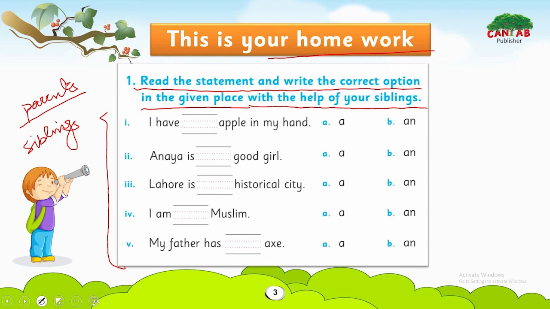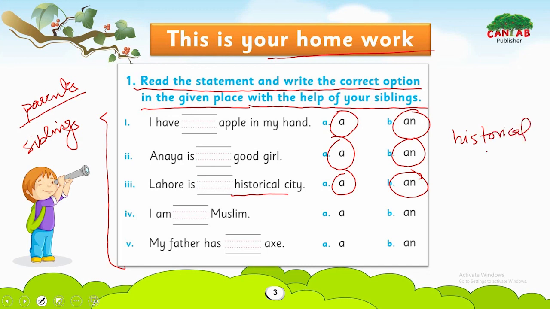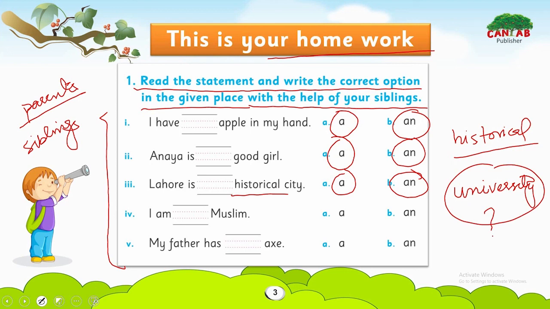I have dash apple in my hand. What is the right answer? This is your homework. Anaya is dash good girl. Which one will be the answer? Lahore is dash historical city. A or an? What does it mean? Historical is what? Vowel or consonant? You have to keep in mind what we used before university. I am dash Muslim. Again, which one will be used? And my father has dash X. So this is, students, your homework.